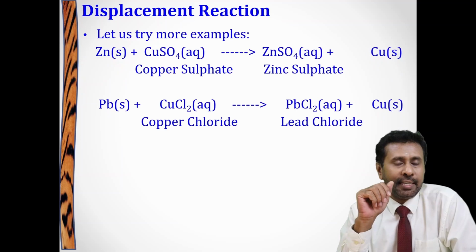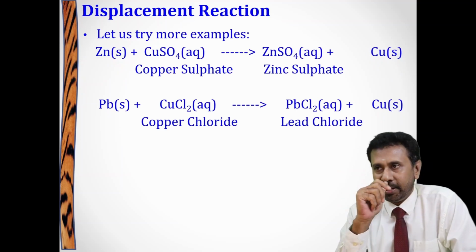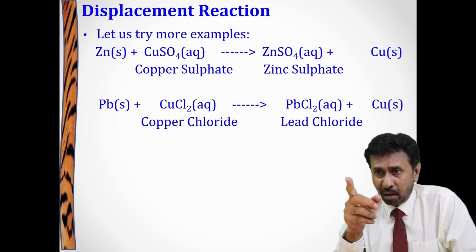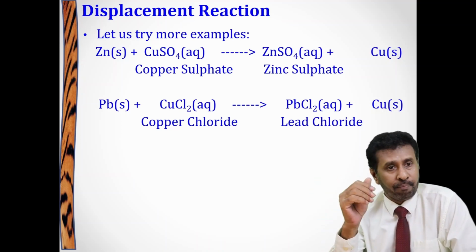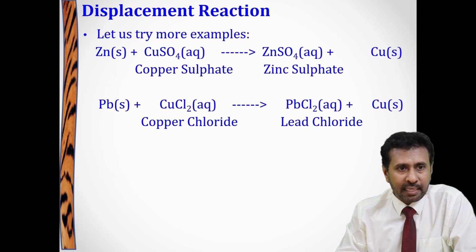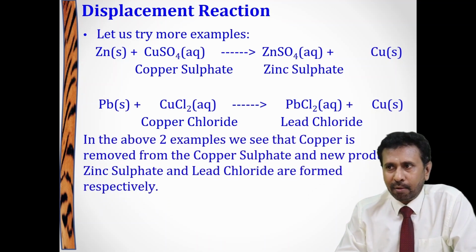Now there are two other examples. Zinc with copper sulfate gives zinc sulfate and copper, and then lead with copper chloride gives lead chloride and copper. Very good. So we have all these examples. Now there's something about copper here.